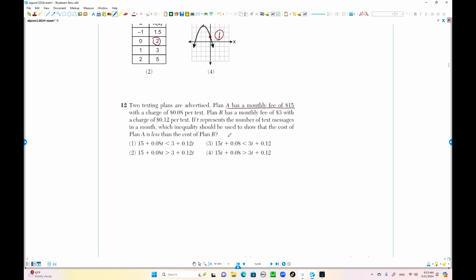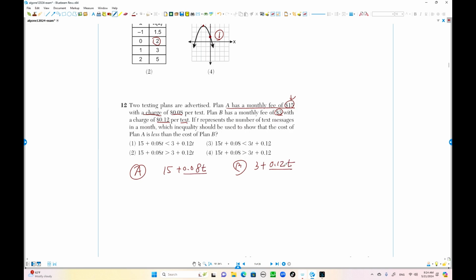Plan A, $15 with a charge. And this is the rate. This is a one-time fee, right? So company A is a one-time fee of 15 plus 0.08. Company B is what? $31, okay, one-time payment, and the charge is 0.12 per day. The number of days, they use the T over here.